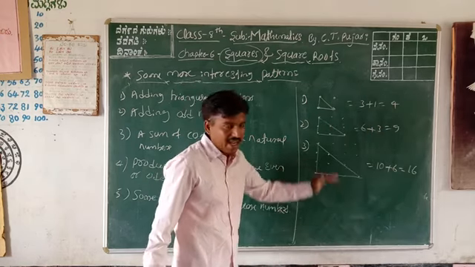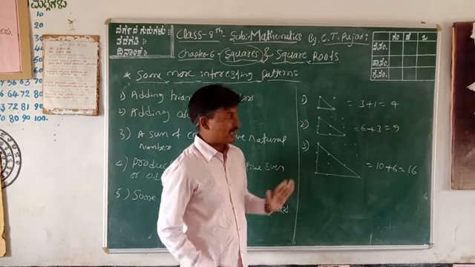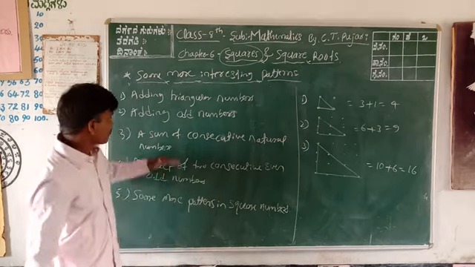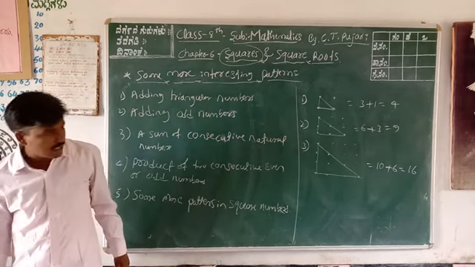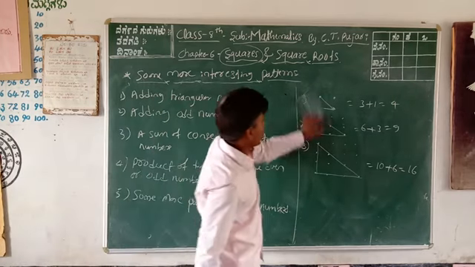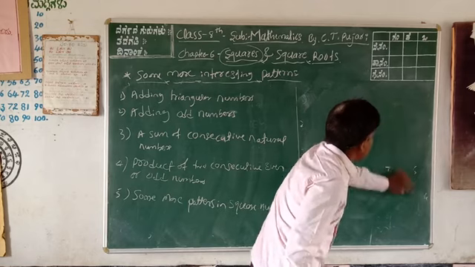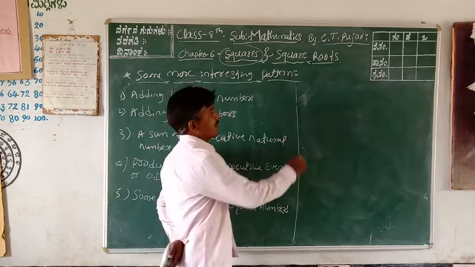Again, what is the pattern? The triangular base of the square numbers is here. What about the next one? Adding odd numbers. What are the odd numbers here? Second one, adding odd numbers. First we can write the odd numbers.